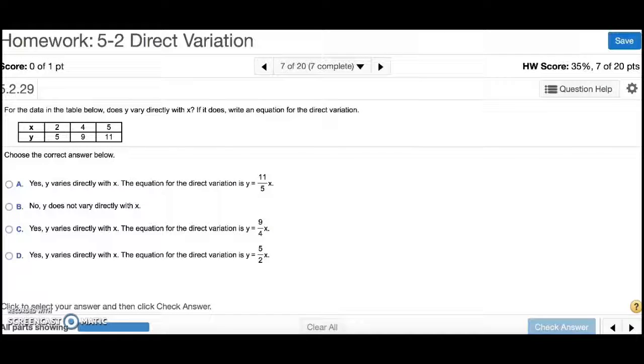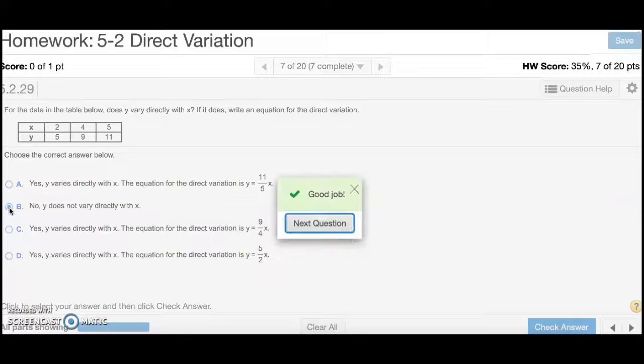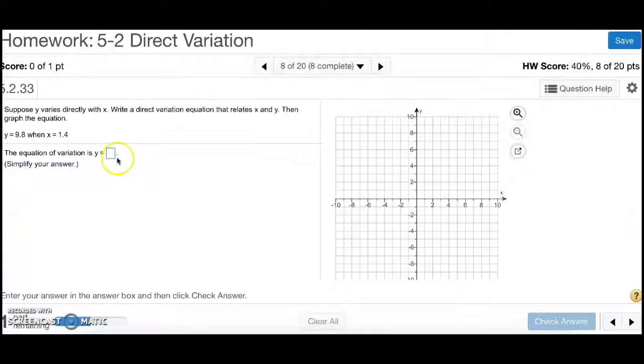Number 7. For the data in the table below, does y vary directly with x? If it does, write an equation for the direct variation. So we divide each y by the x. So 5 divided by 2, 9 divided by 4, 11 divided by 5. Doing that gives me 3 different answers, so that means no, y does not vary directly with x. And that's number 7.